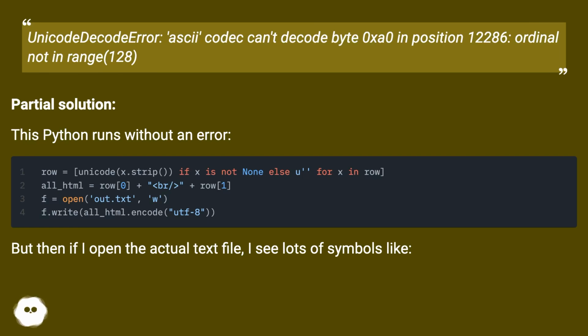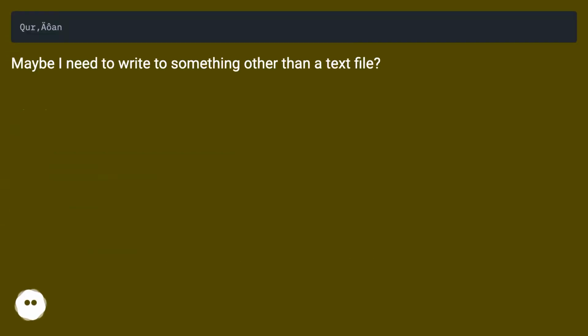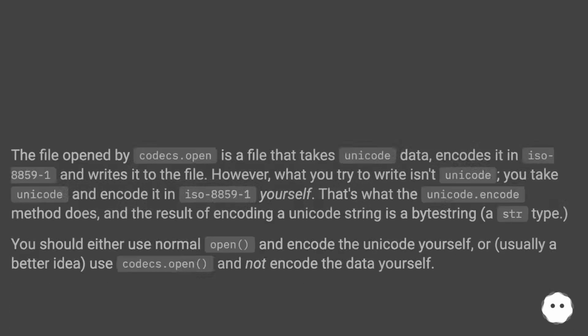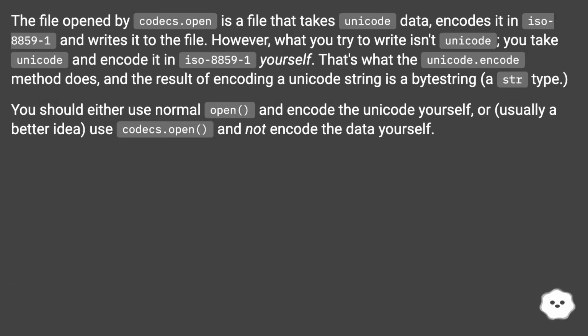But then if I open the actual text file, I see lots of symbols like this. Maybe I need to write to something other than a text file. The file opened by codecs.open is a file that takes Unicode data, encodes it in ISO 8859-1 and writes it to the file. However, what you try to write isn't Unicode; you take Unicode and encode it in ISO 8859-1 yourself.